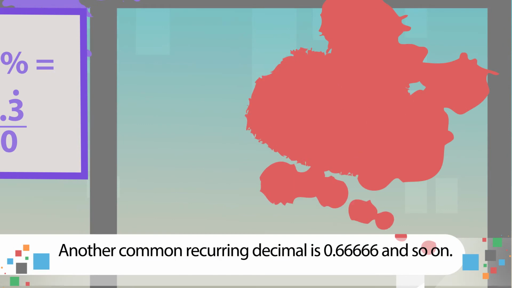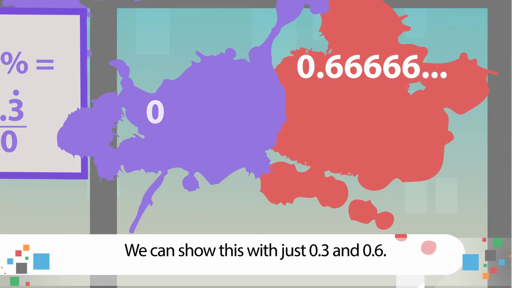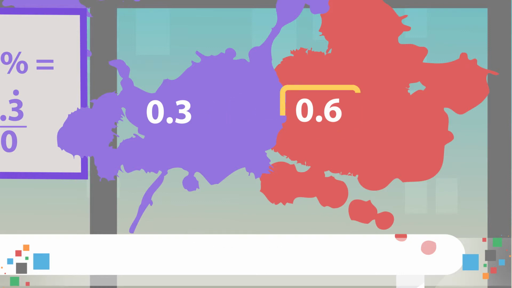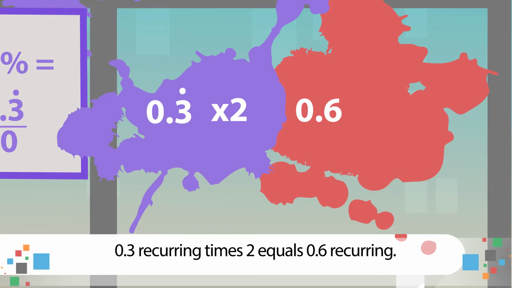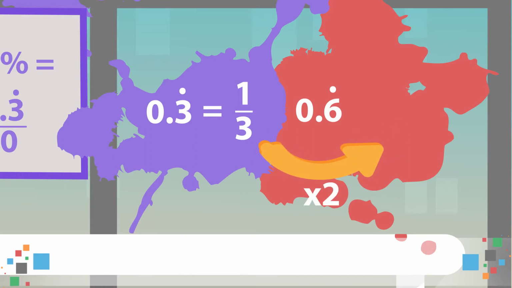Another common recurring decimal is 0.66666 and so on. You may notice there is a relationship between these recurring values. We can show this with just 0.3 and 0.6. 0.3 times 2 equals 0.6. 0.3 recurring times 2 equals 0.6 recurring. If 0.3 recurring is equivalent to 1/3, then 0.6 recurring must be equivalent to 1/3 multiplied by 2. This is the same as 2/3.